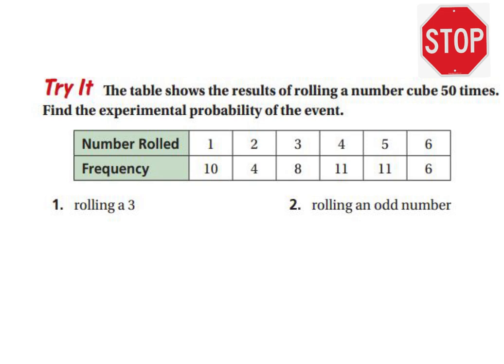Now it's your turn. Please try it. The table shows the results of rolling a number cube 50 times. Find the experimental probability of each event. Then push play when you're ready for the answers.